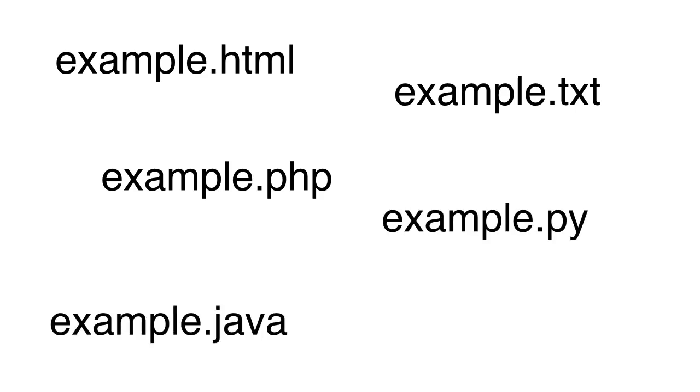So if you want to create a PHP application, you end your file with .php, a Python file with .py, a Java file with .java, and JavaScript with .js, all right? So this is how you do it.